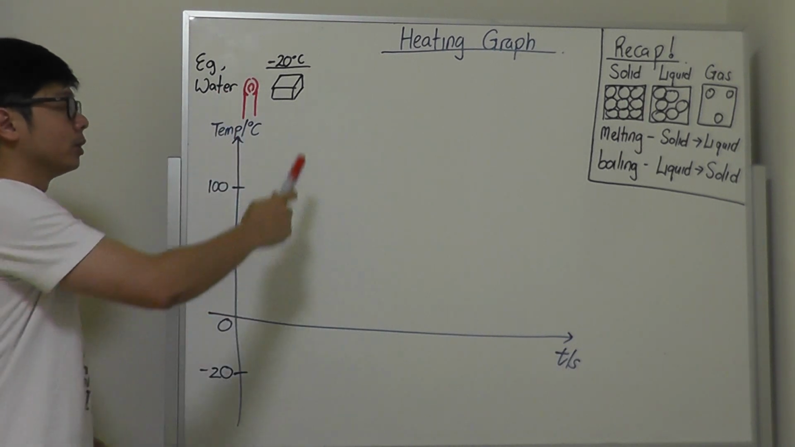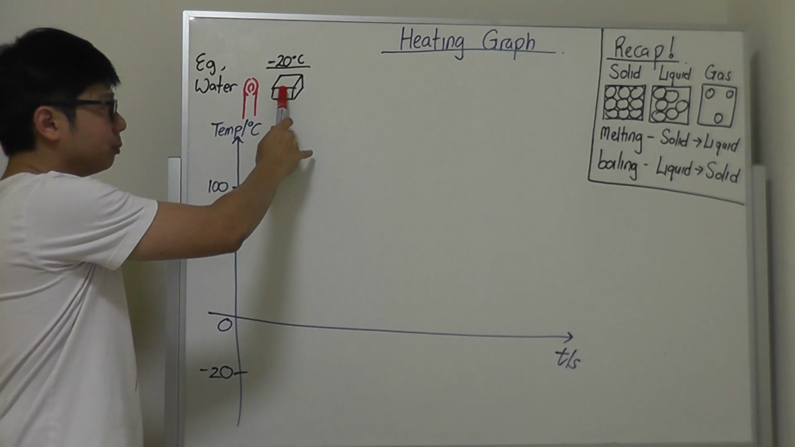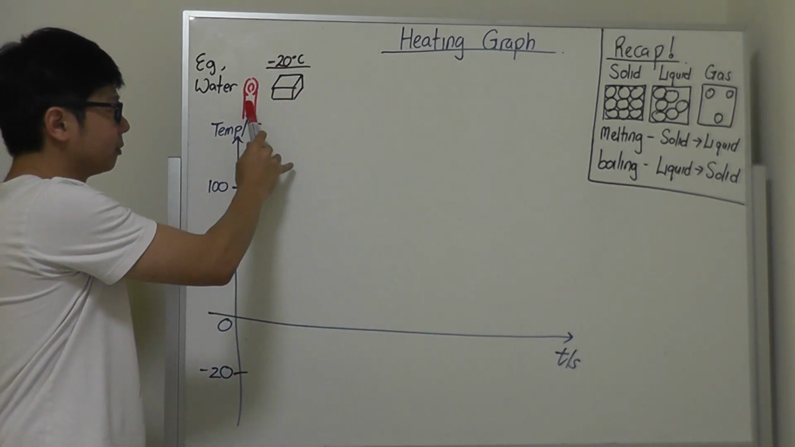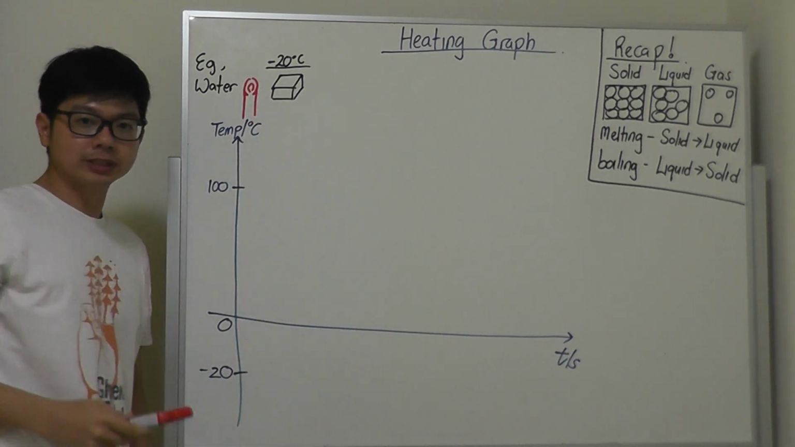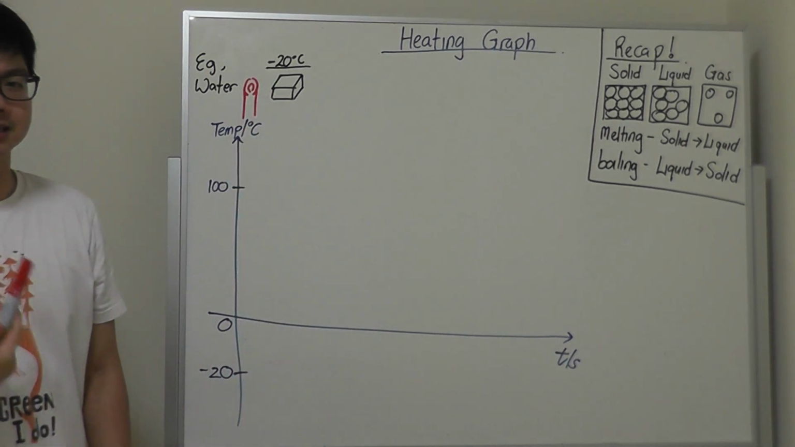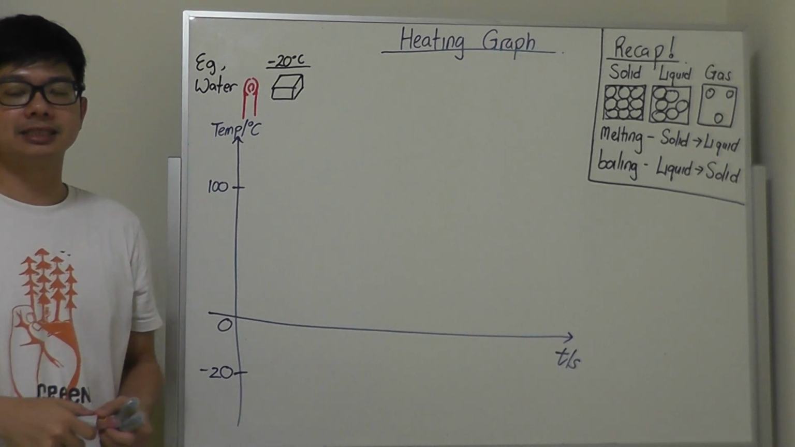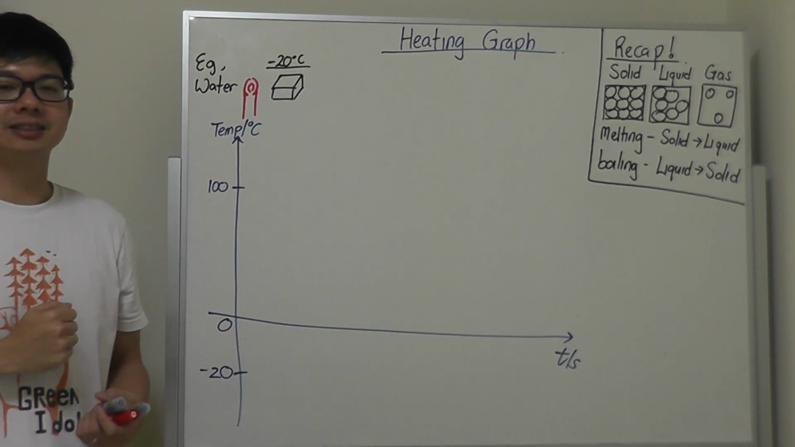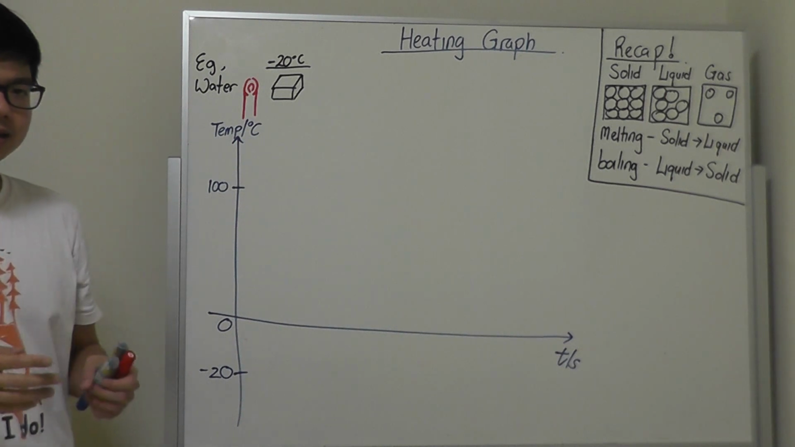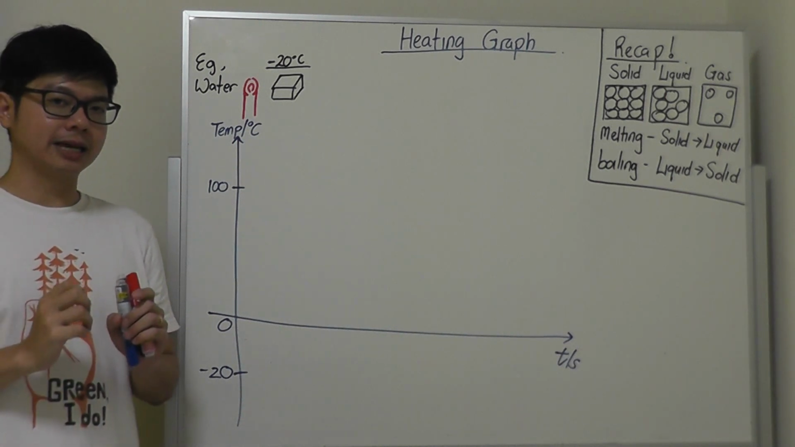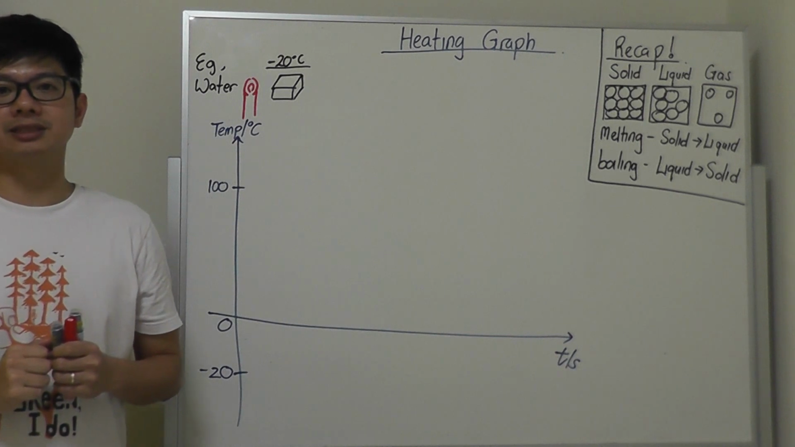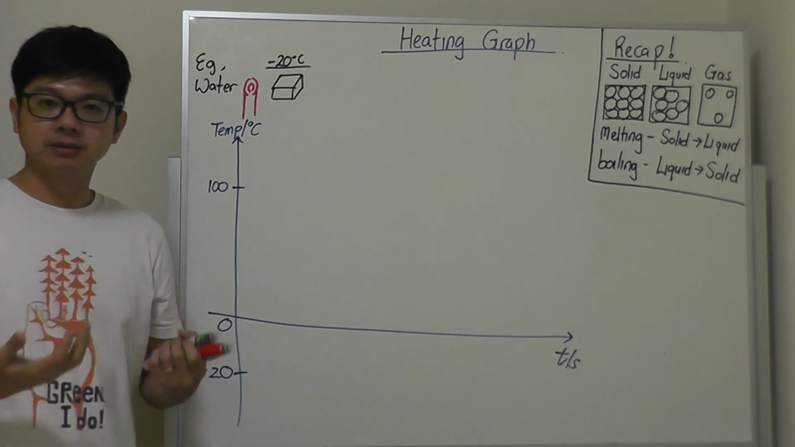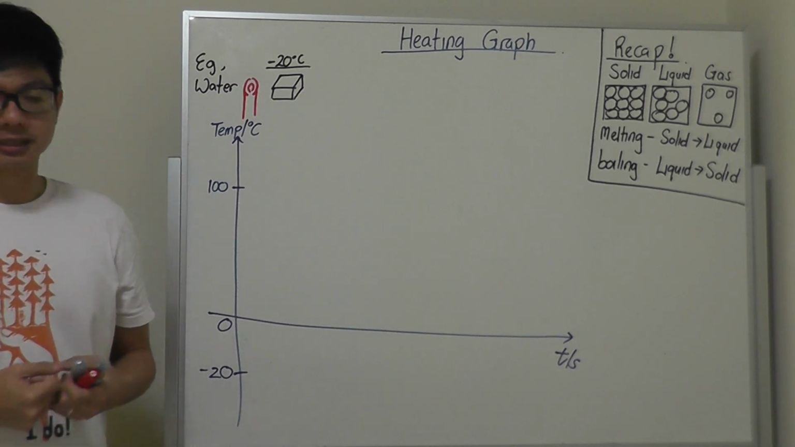So imagine now we have an ice cube that is at minus 20 degrees Celsius and we are heating it up with a heat source. So what is going to happen to this ice cube at minus 20 degrees Celsius? Some students will tell me that the ice cube will melt. But as we think back, does ice melt at minus 20 degrees Celsius? The answer is no, because ice only melts at 0 degrees Celsius.